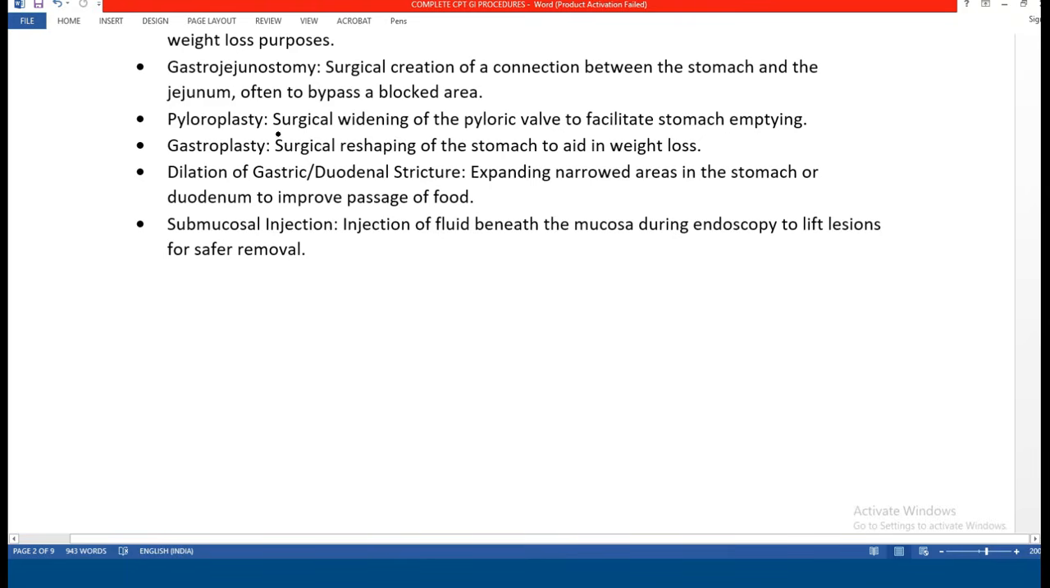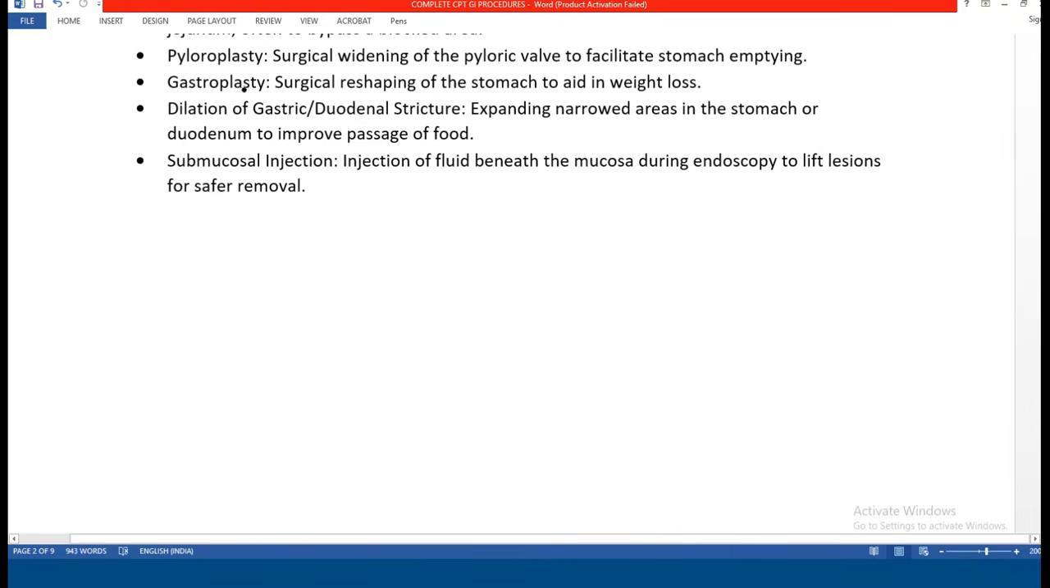So the stomach contains the pyloric wall. If the patient undergoes surgical widening of this pyloric wall, we will call it pyloroplasty. Gastroplasty. Surgical reshaping of the stomach to aid in weight loss is called gastroplasty. Okay, so basically repair of the stomach is called gastroplasty. Most of the time patients will undergo this gastroplasty for weight loss.